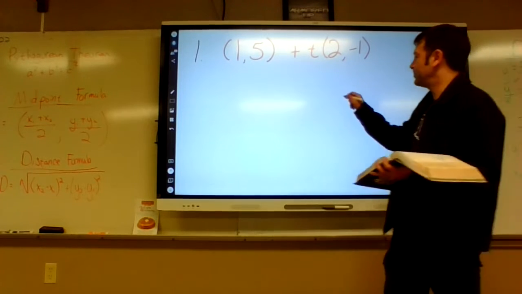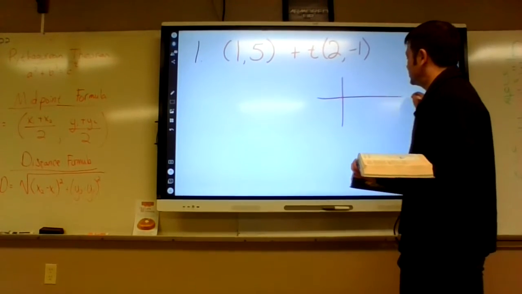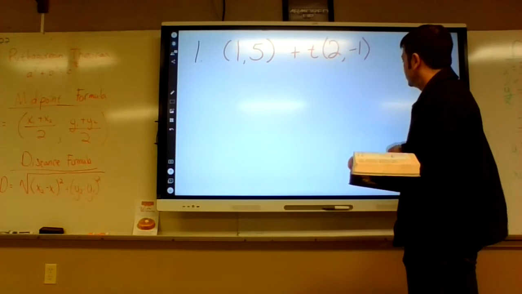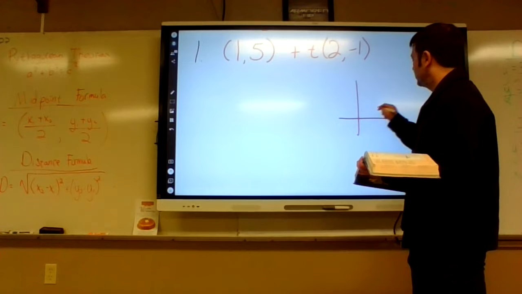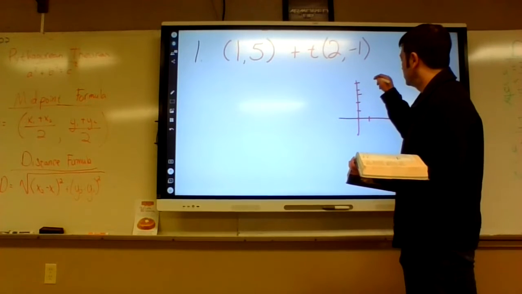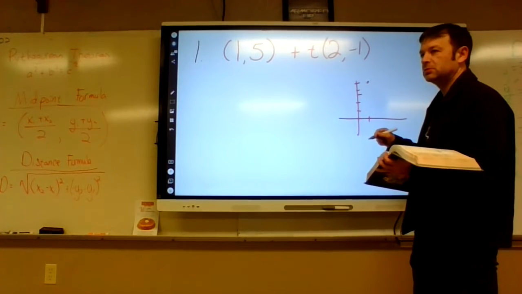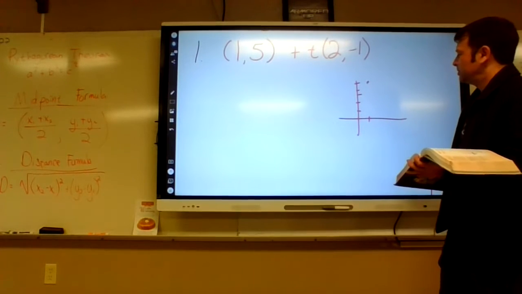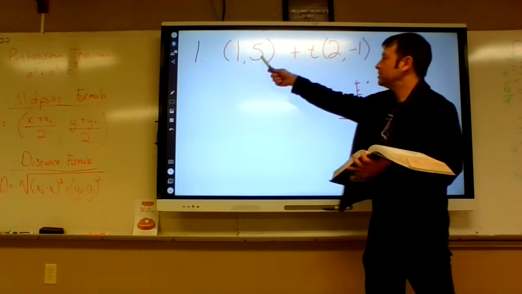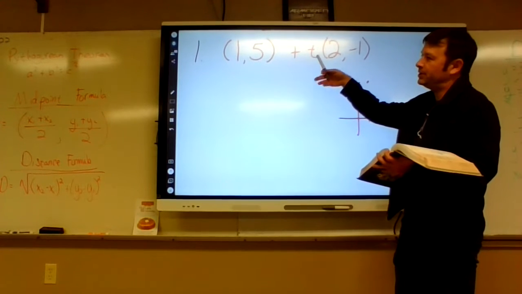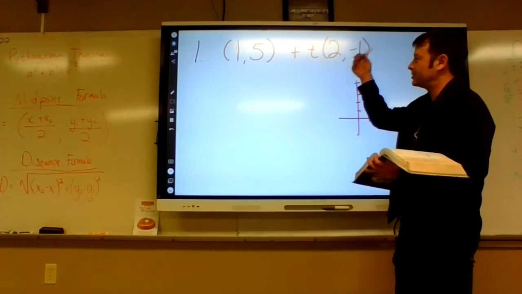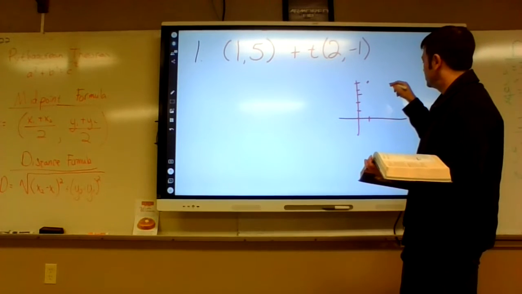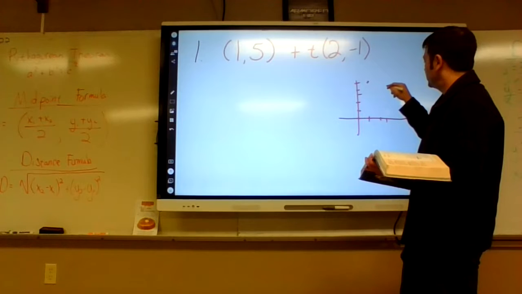Does that make sense what's happening here? So it's basically starting at 1, 5. Get out there. Starting at 1, 5. And it's moving every t, whatever t stands for, seconds, hours. It stands for time. It's moving 2, -1. So it'll be like here.